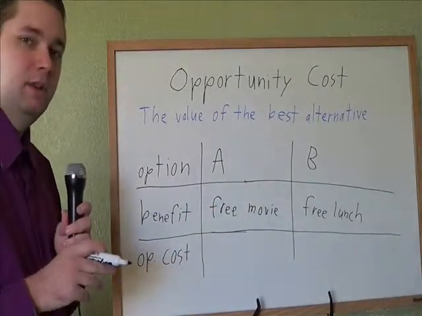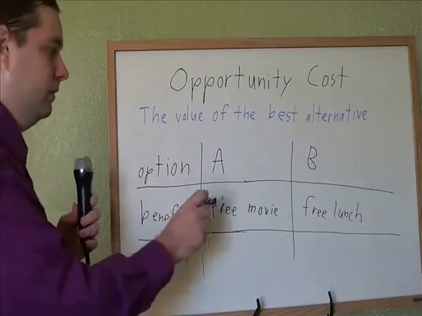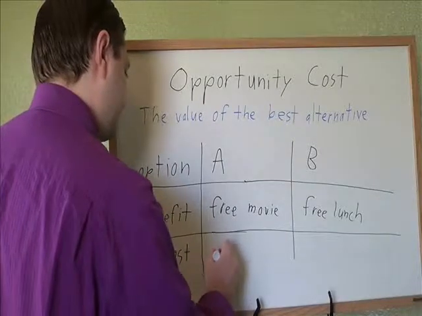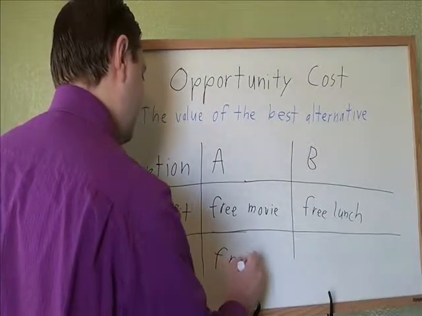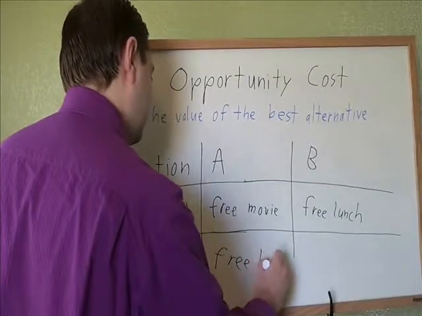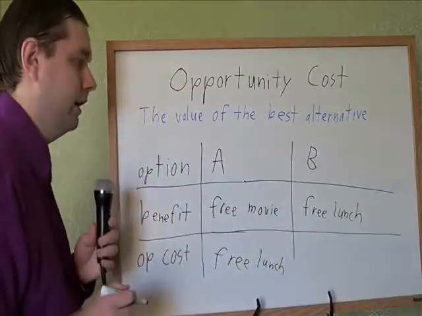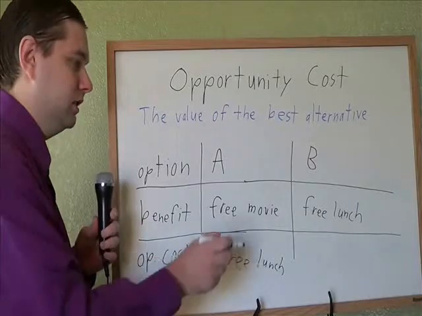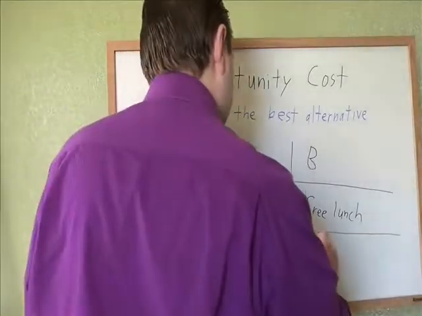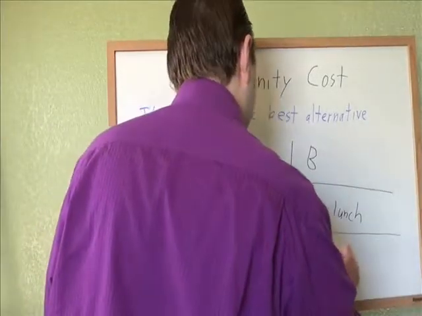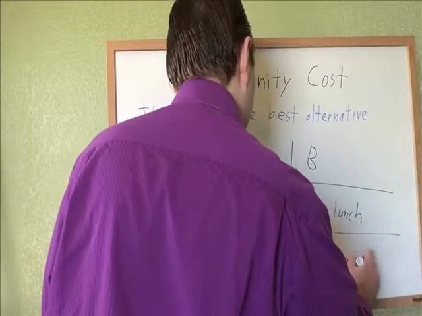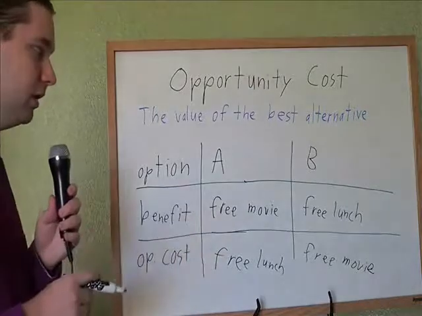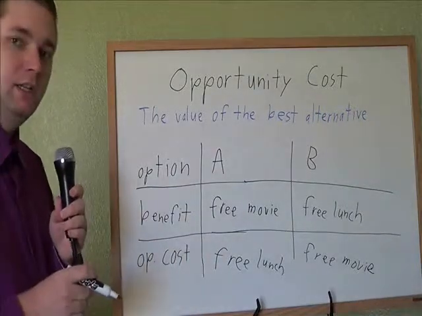So you've got to choose one of those two things. If you go and watch the movie, everyone else is going to eat up the lunch while you're doing that. So that's something that you have to give up. You've got to give up that free lunch in order to go and watch the movie they've got playing. On the other hand, if you decide to go to the lunch instead, you'll be eating the whole time the movie's playing, and you're going to miss that free movie. So even when there's no money involved at all, you still have an opportunity cost.